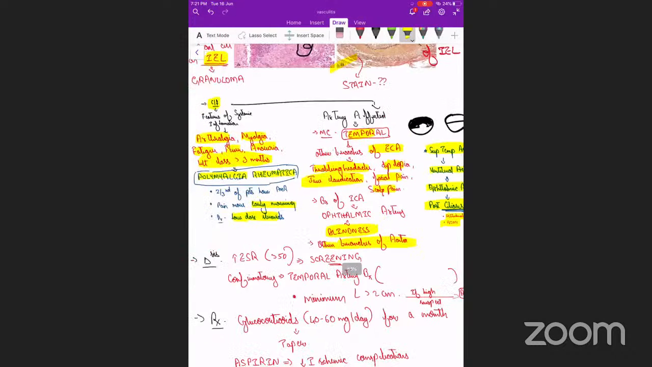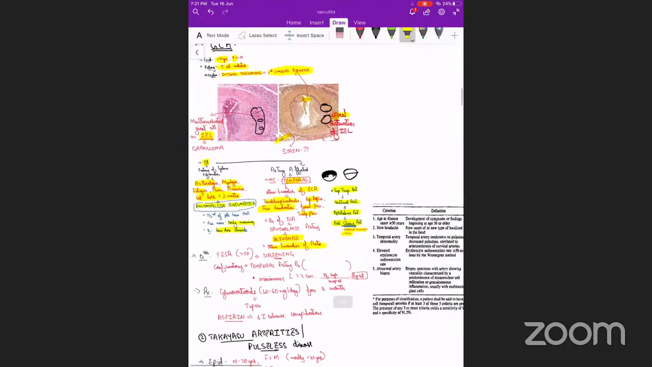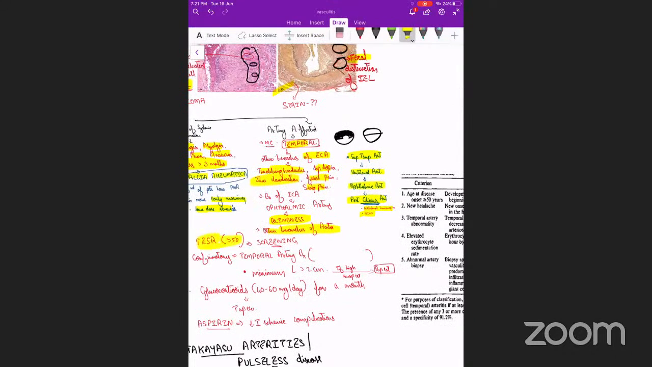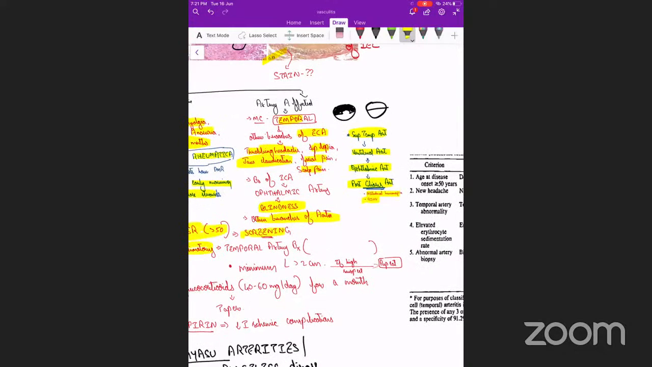Okay. So how do we diagnose? For screening, we use ESR greater than 50. And for confirmation, we use temporal artery biopsy, with a minimum length of 2 cm.